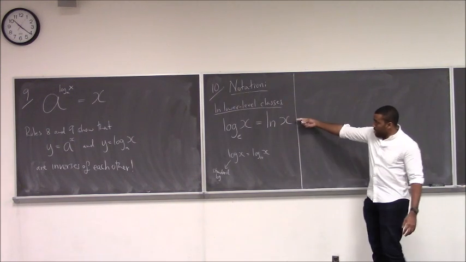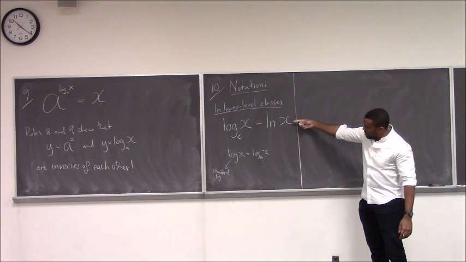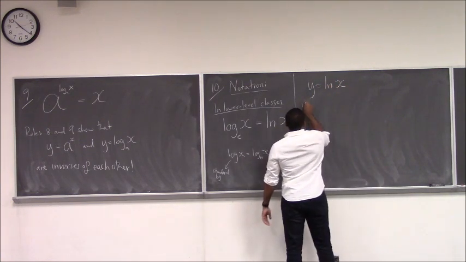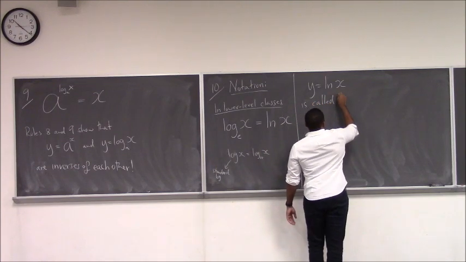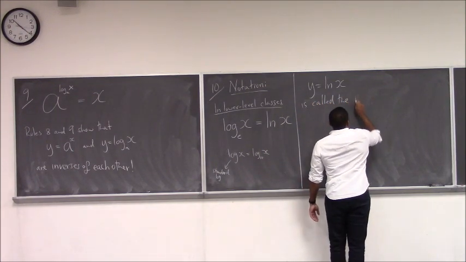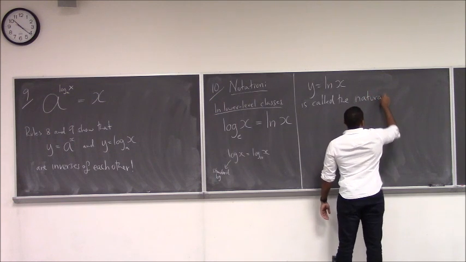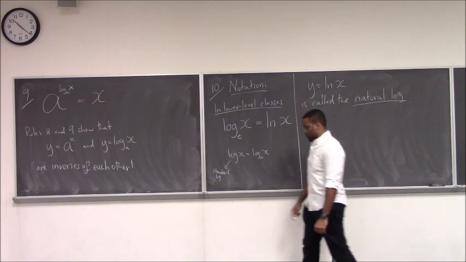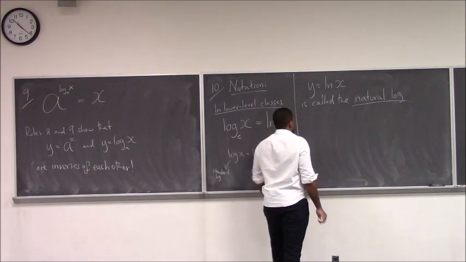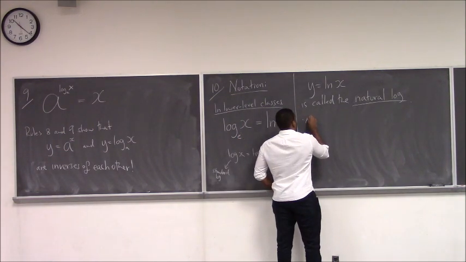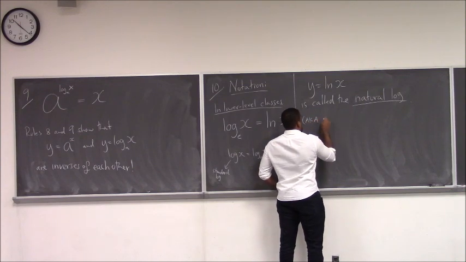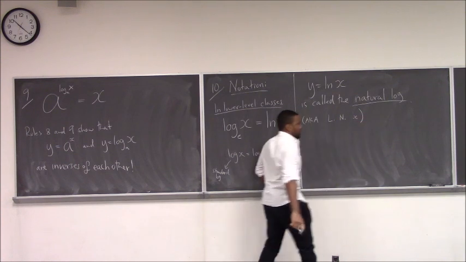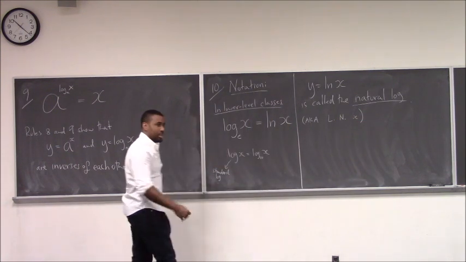But for our class, I'll write this all the time, ln x. It's called a natural logarithm, because it's created from the base of the natural exponential function. We read it as L-N of x. So whenever I say L-N, I'm talking about that.